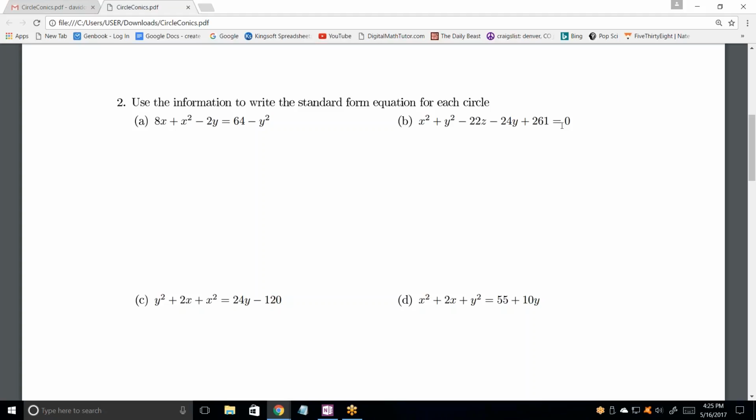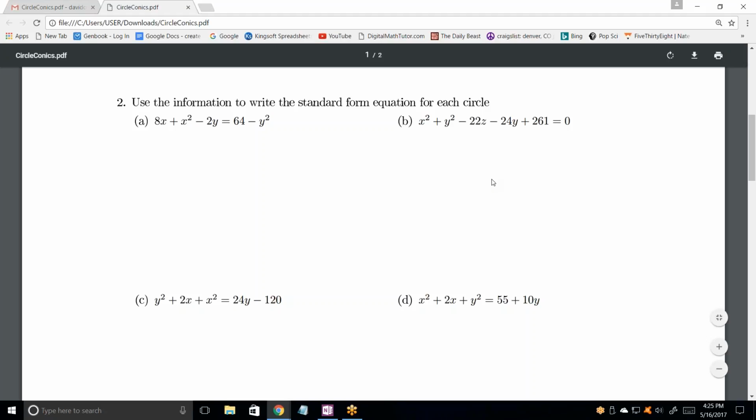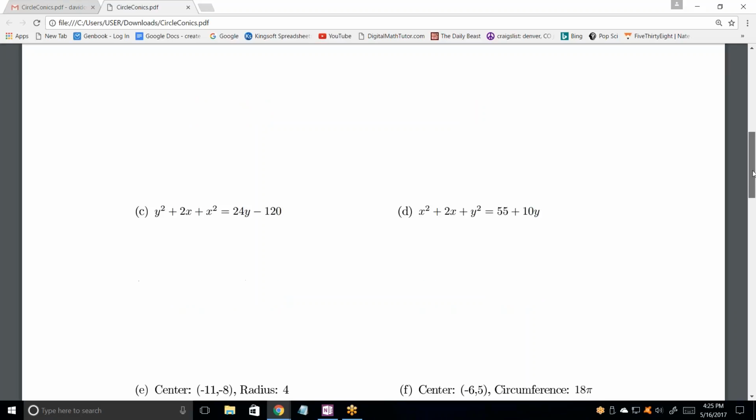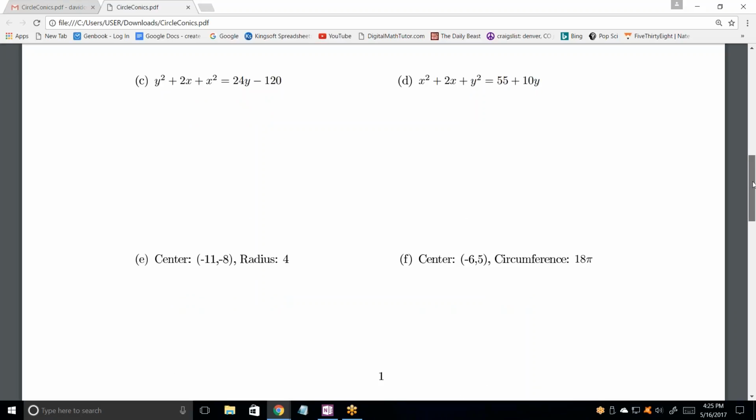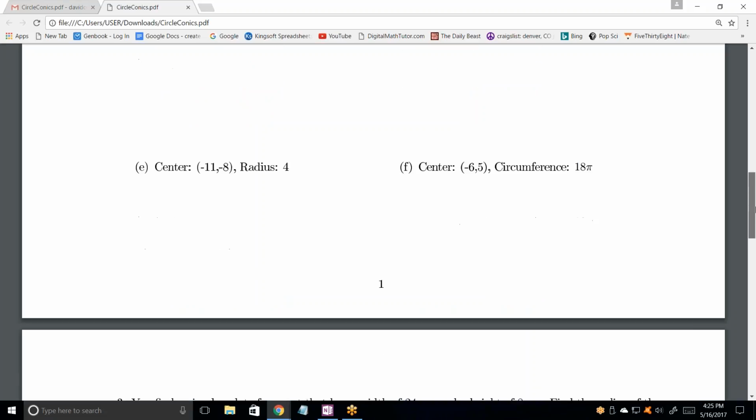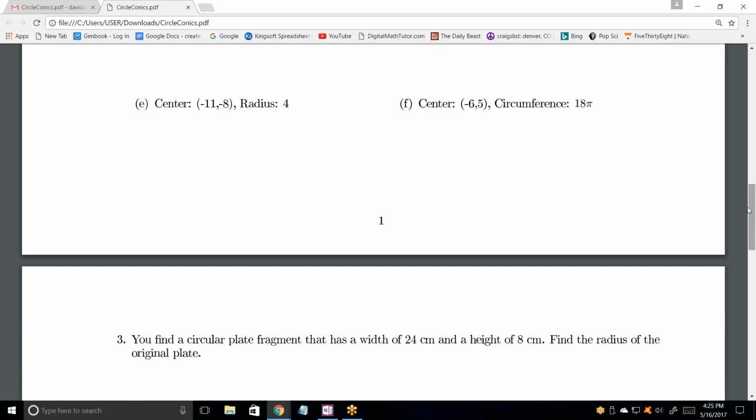All right. Do you want to do one more, and then we'll wrap it up? Let's see, we've got 5 minutes. These at the top here are both completing the square problems, circles. Let's do E and F.